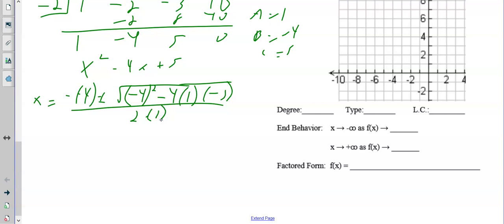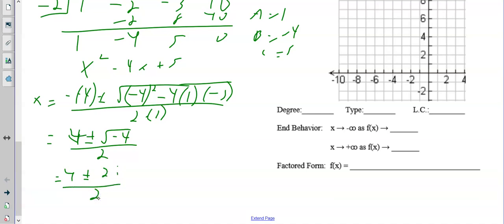This is going to end up being 4 plus or minus the square root of -4, all over 2. Well, the -4 we can do now. So that's going to be 4 plus or minus the square root of 4 is 2, and the negative comes out as an i, all over 2. The 2 can go into both of those, so I can get 2 plus or minus i. So the 2 goes into 4, 2 goes into 2.